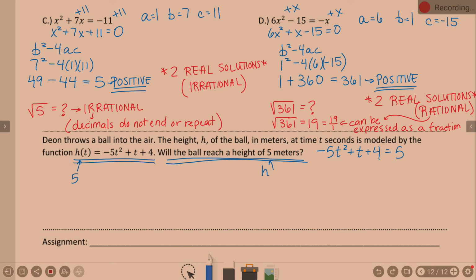Well, it has to be equal to 0 before I state my ABCs. How do I make this equal to 0? Subtract 5. So now my equation becomes negative 5t squared plus t, and then 4 minus 5 is minus 1, equals 0.